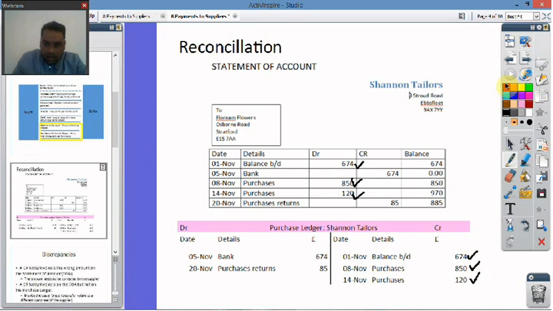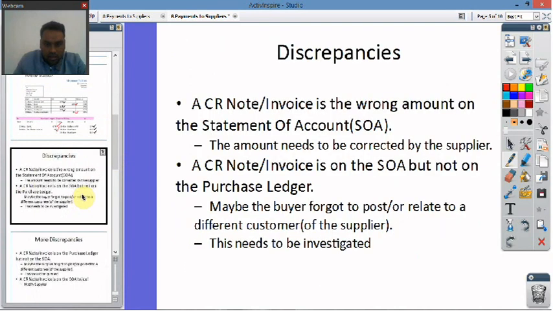Okay, now let's use a different colour for the other side. We've got 674. Have we got that amount? Yes, that amount was paid, 674. And then we've got a purchase return of £85. Well, this looks correct. Now, if there was a discrepancy or a difference between these two, let's go through these.